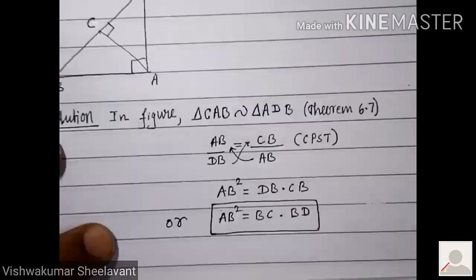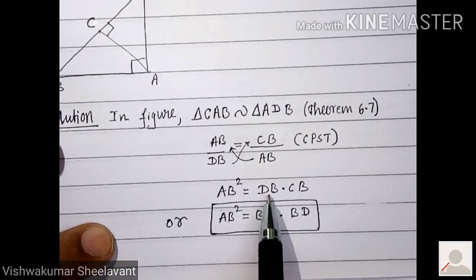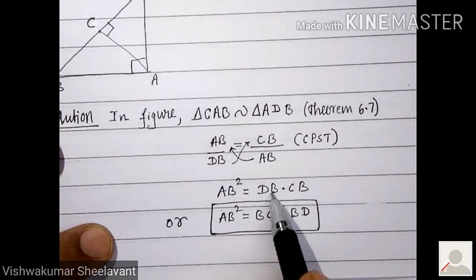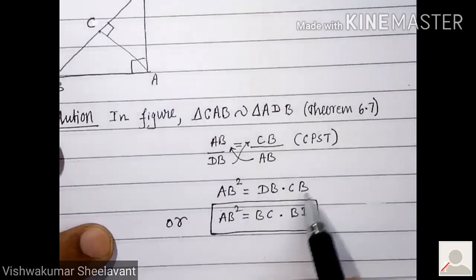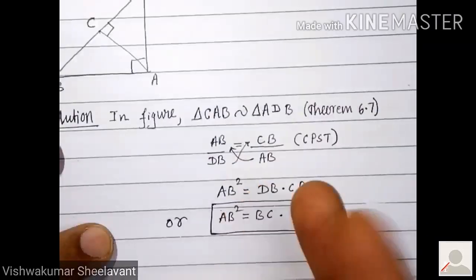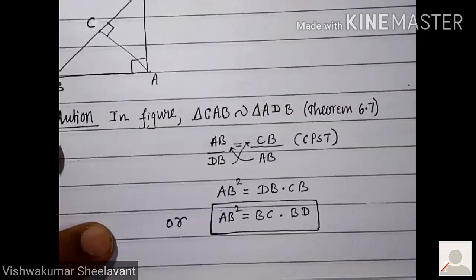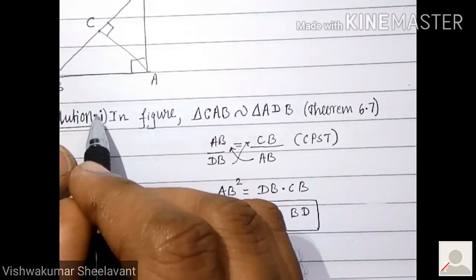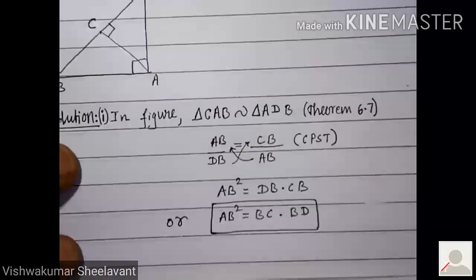Here you have just interchanged the end points of two sides. Is it right? DB you have written as BD, CB you have written as BC, and also you have interchanged the two multiplicands. So this was the first part.